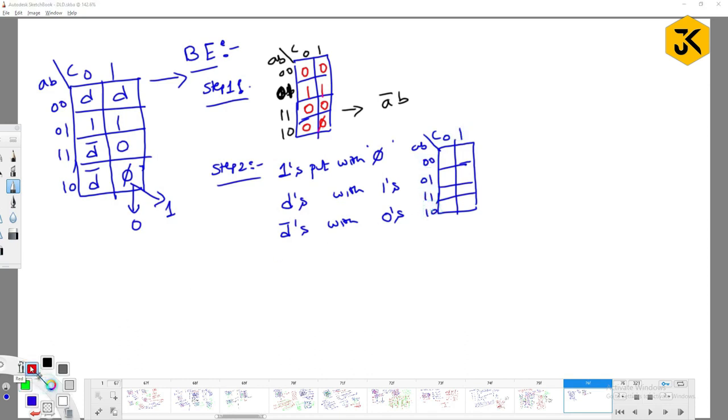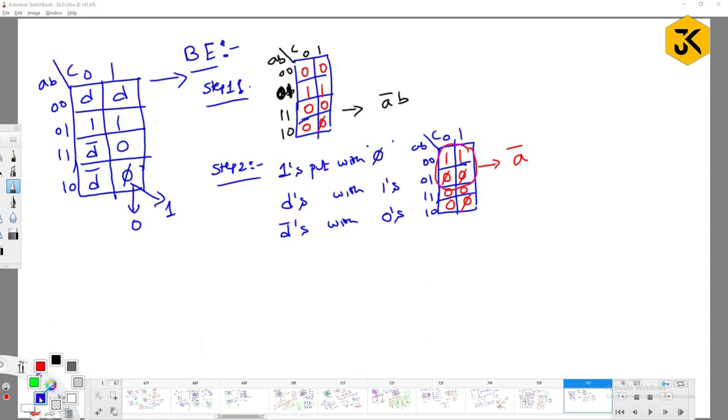What is going to happen? Try to observe. In place of ones, you put pi. In place of this, you put 1 1 1. In place of D bars, you put 0 0 0, and this should be pi, right? Now what is the output you are going to get? Can I combine these four? Yes. If I combine these four, what is the result you are going to get? You are going to get A bar.